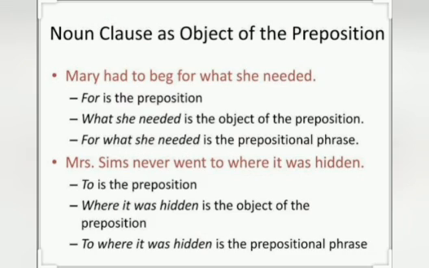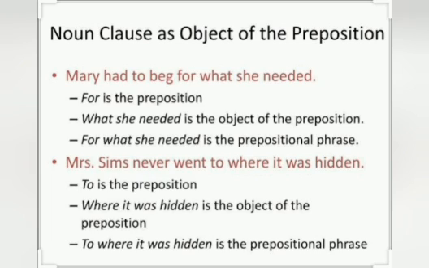The last function, noun clause as object of preposition. Take the example, Mary had to beg for what she needed. Yes, Mary had to beg for what she needed. Now here, you can see in this sentence, first we'll find out what is the noun clause. You ask the question, what had Mary to beg for? What she needed. So that's your noun clause.